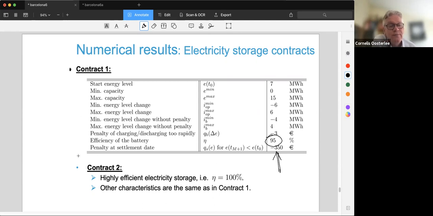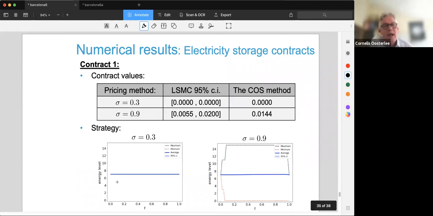And contract 2 is essentially the same, but it is a highly efficient storage. So eta, the efficiency rate, is 100%, and all the other characteristics are the same as in contract 1. Now, what are the contract values? Well, for the cost method, with a low volatility and a 95% efficiency, the contract is worth nothing. Nothing happens essentially. It doesn't pay off to buy and sell electricity.